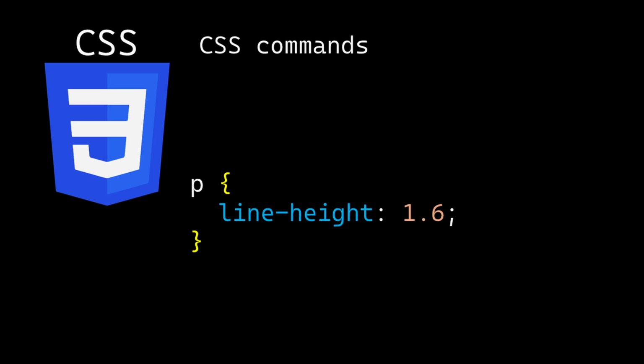Line height, this controls the vertical spacing between lines. So in this case, paragraph line height 1.6.